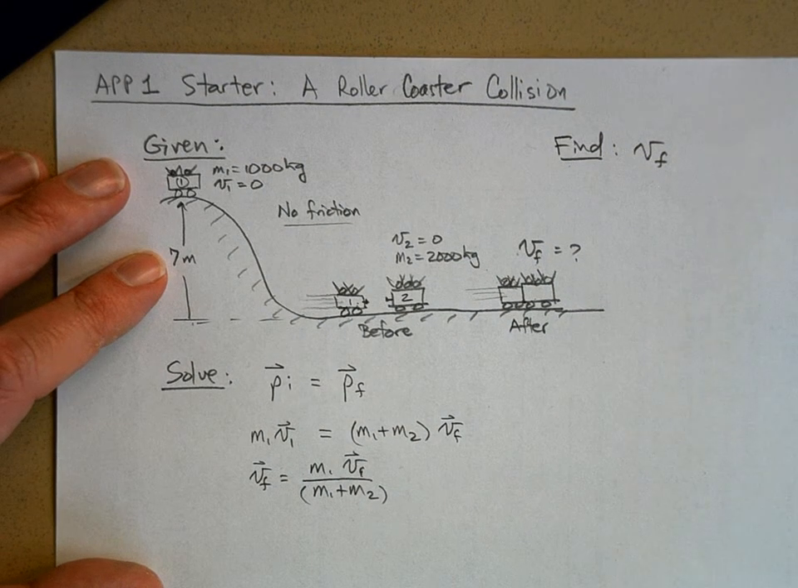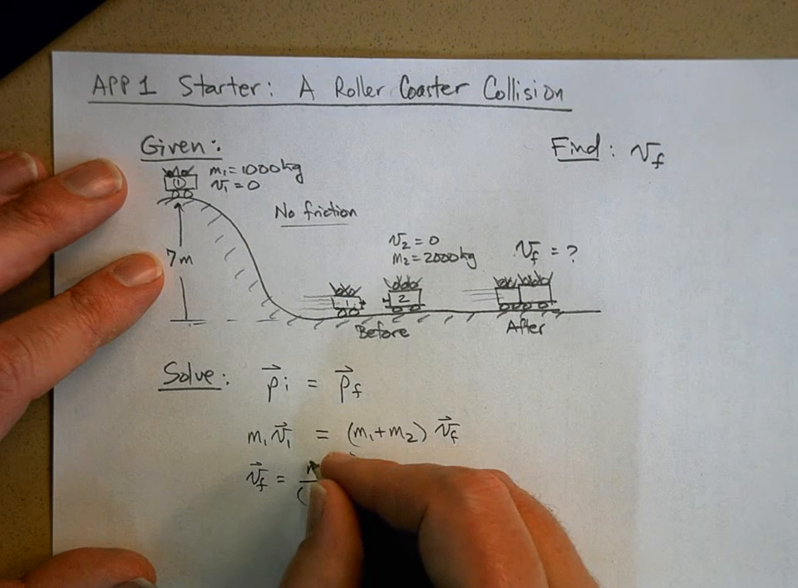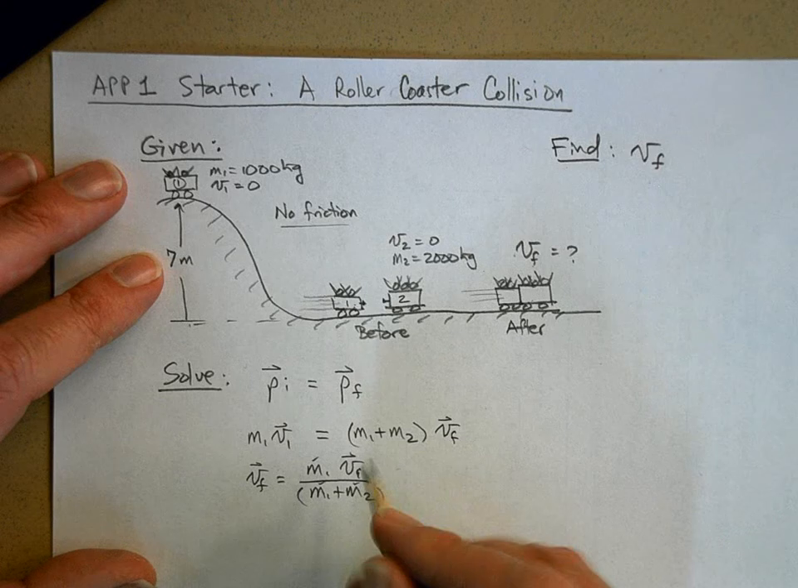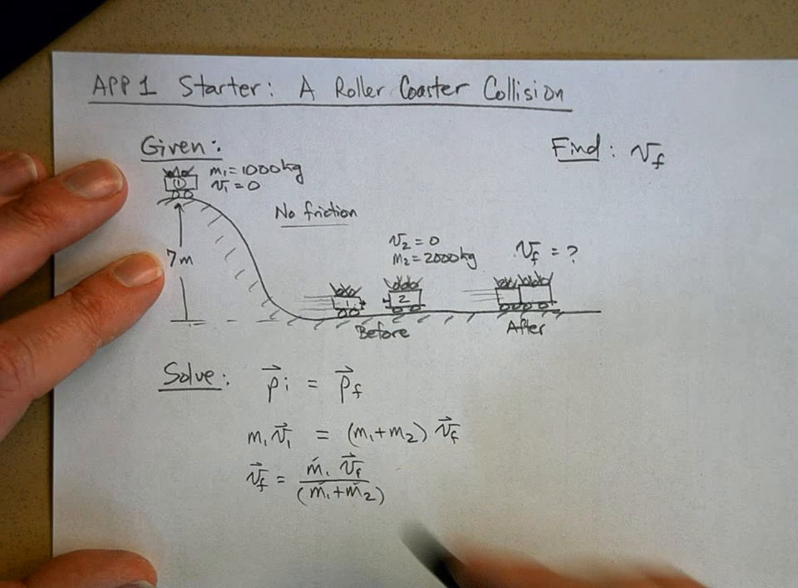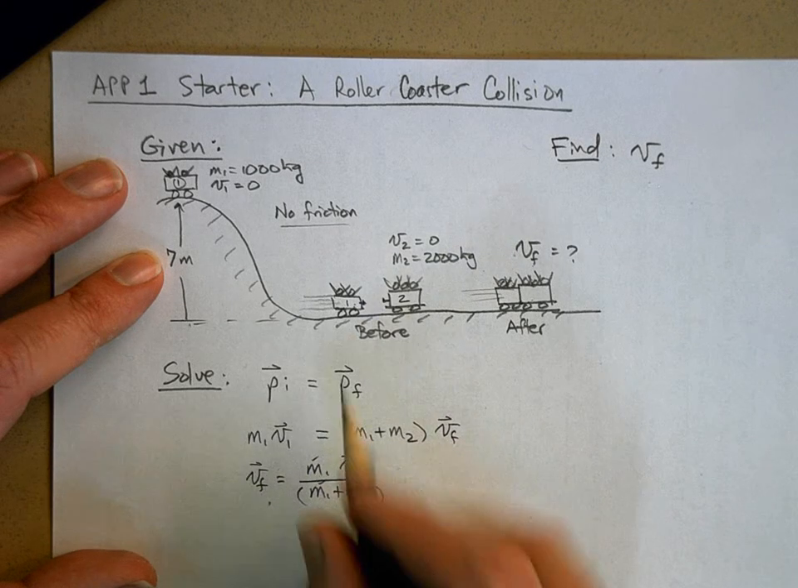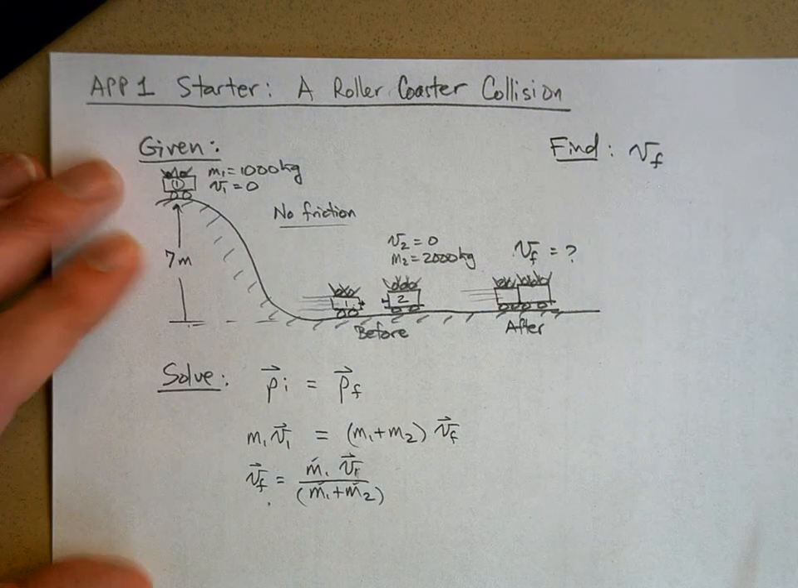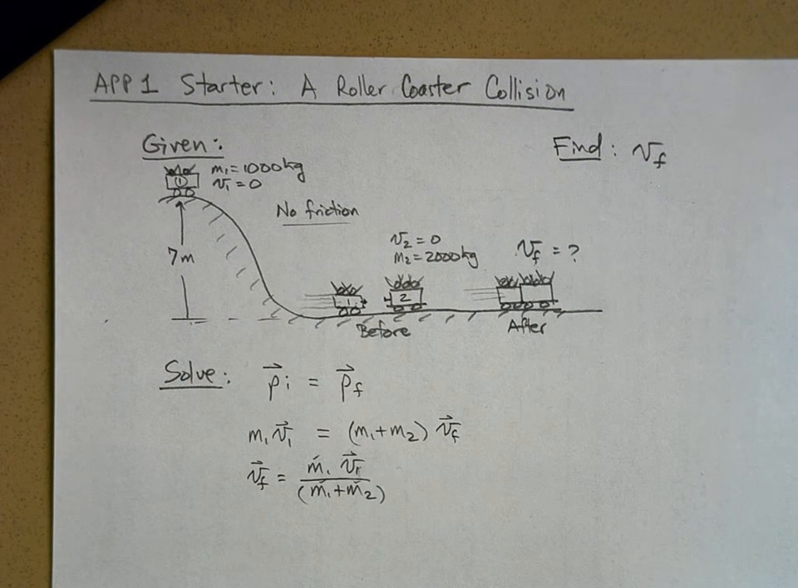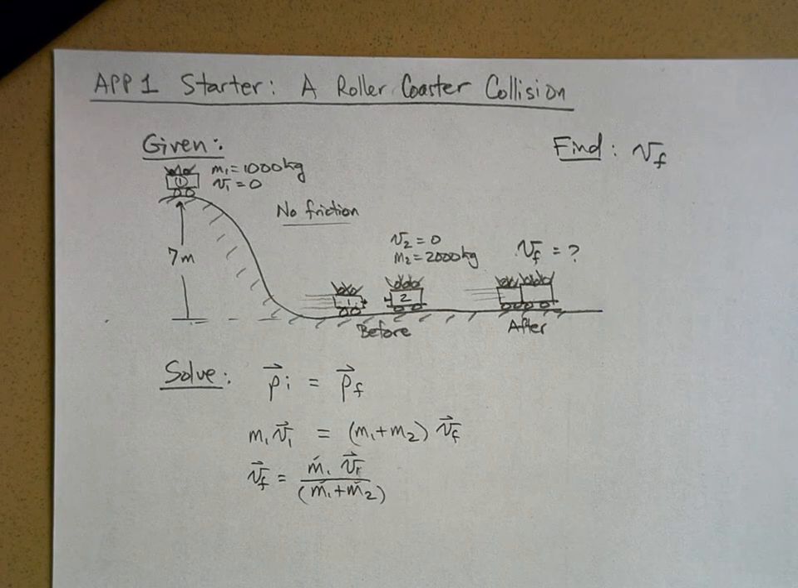Okay, now let's take a look at what I know. What do I know? Well, I know what the masses are. Those are given. But I don't know, let me write that better, I don't know what this velocity is. So I can't solve the problem unless I figure out what that velocity is.